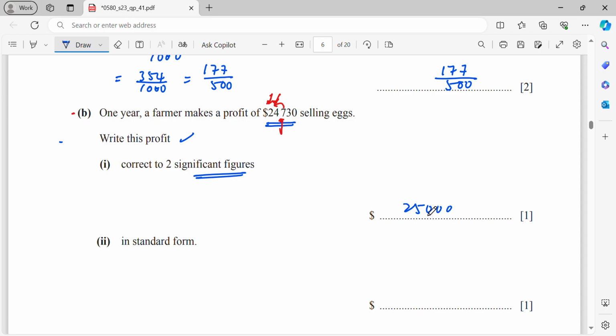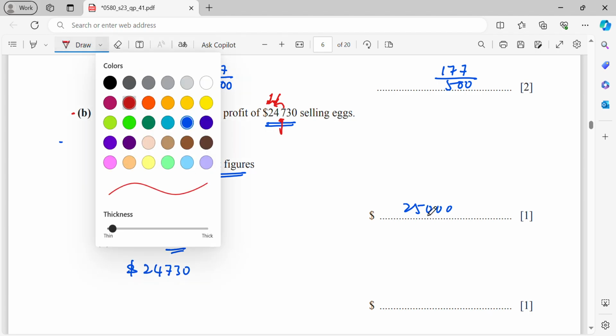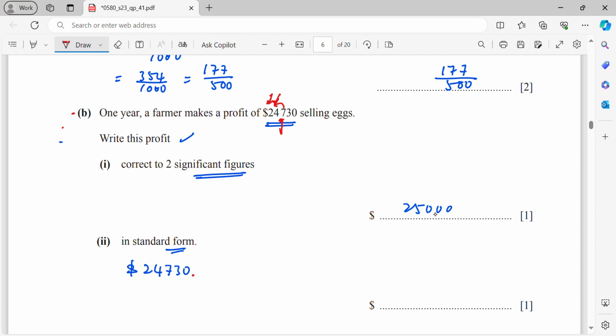Okay, so now part 2: in standard form. So standard form. 24730, the decimal point is after the 0. So now you don't round up, you move the dot. Move this dot 1, 2, 3, 4. So it will be 2.473 times 10 power 4. Okay, you change to this form.